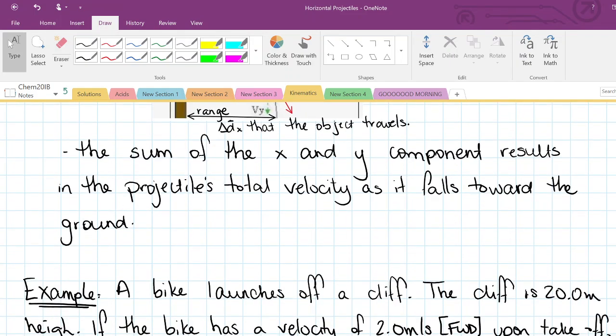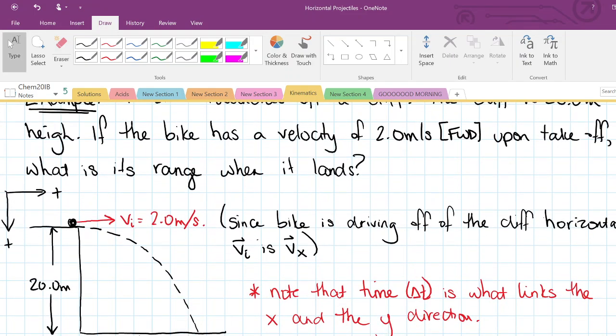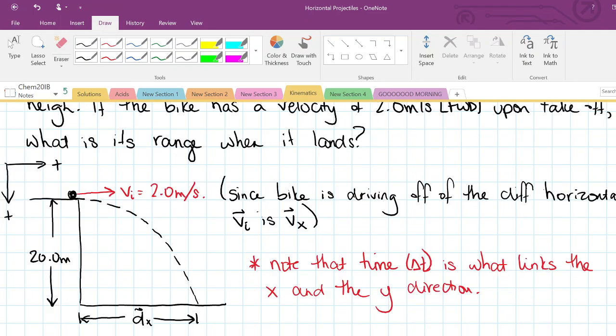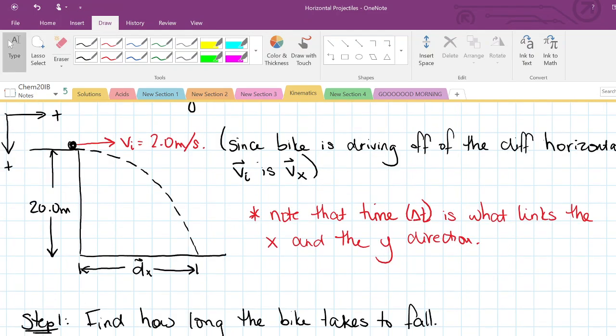So that's the one thing to note here, is that the v initial of the bike is also our v in the x direction. And then the other thing to note when you're doing these problems is that when it comes time to link the x direction and the y direction, the time that the object is moving through the air, the time is what is going to link the x direction and the y direction to each other.